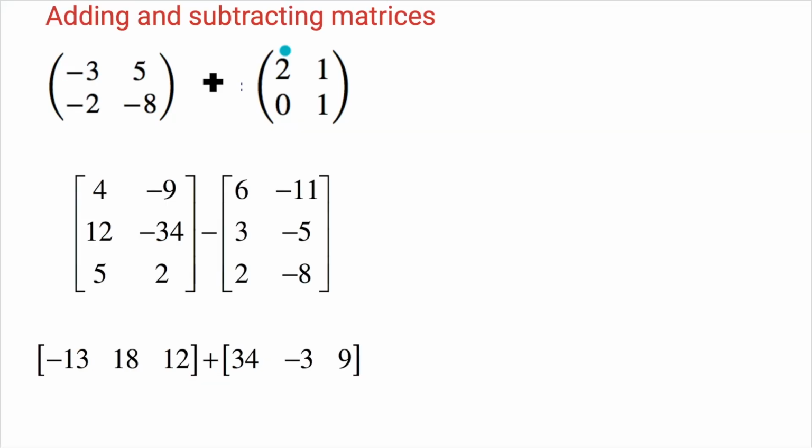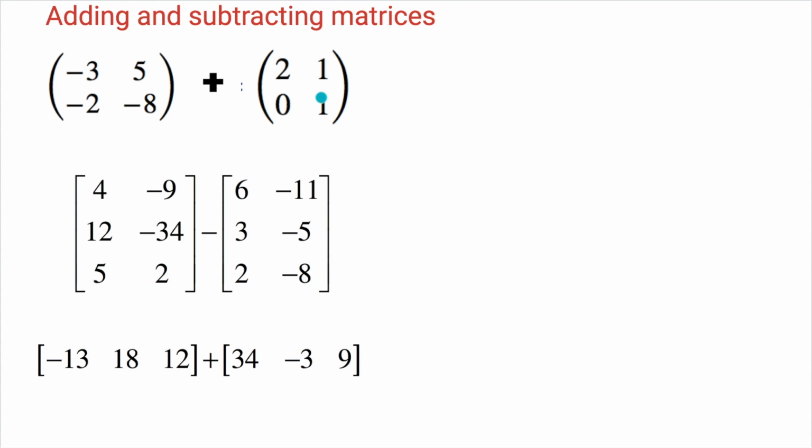Alright, so let's go through a couple of adding and subtracting matrices examples. Whenever you want to add matrices, you need to first of all check to see if they're compatible. The way you check that is to see if they have the same order. The first matrix is a 2 by 2 matrix. The second one is a 2 by 2 matrix. That means they have the same order and they're compatible.